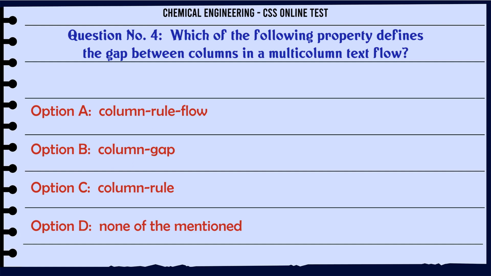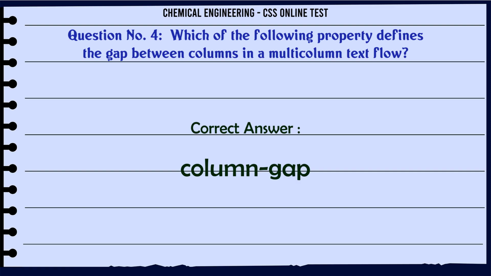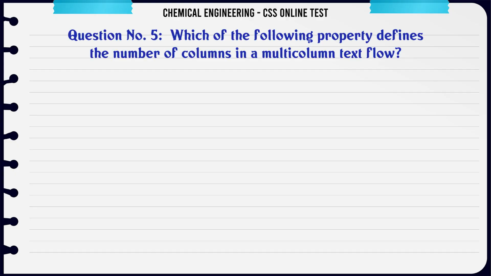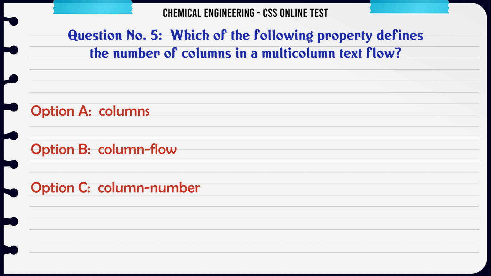A. Column rule flow. B. Column gap. C. Column rule. D. None of the mentioned. The correct answer is column gap. Which of the following property defines the number of columns in a multicolumn text flow?